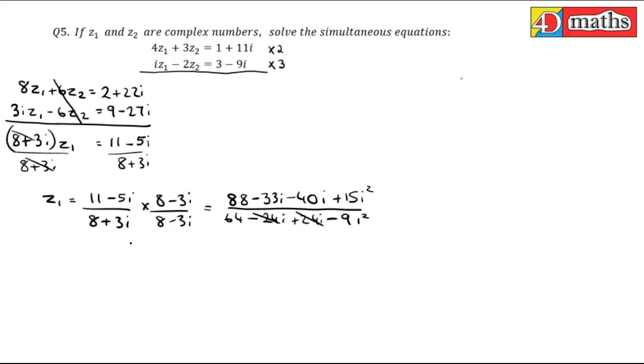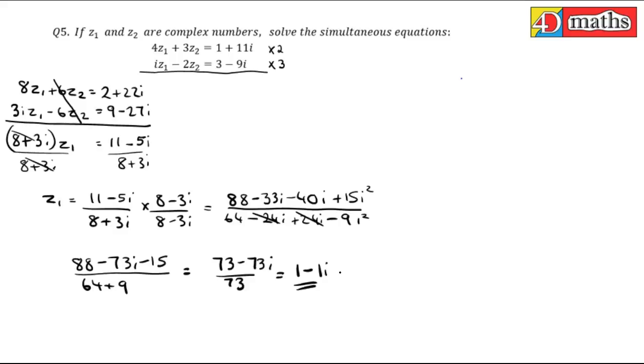I'm going to tidy up the i squared, so I'm just going to add bits and pieces together. So we have 88 minus 73i minus 15 all over 64 plus 9, which turns into 73 minus 73i all over 73, which works out to be 1 minus 1i. So that's what's equal to Z1. So now we're going to sub it back in.